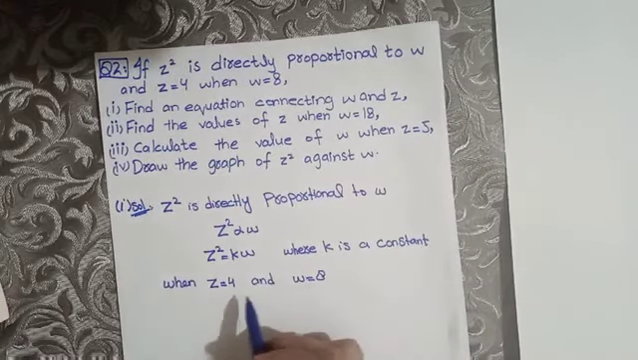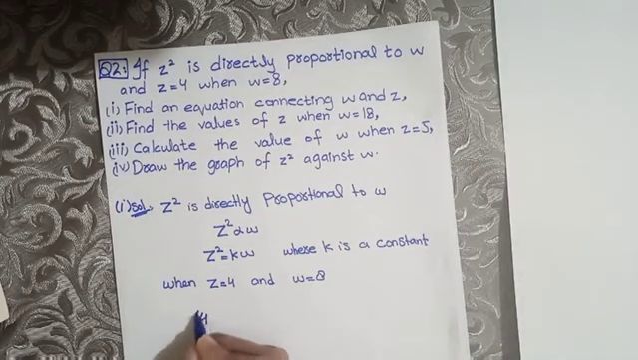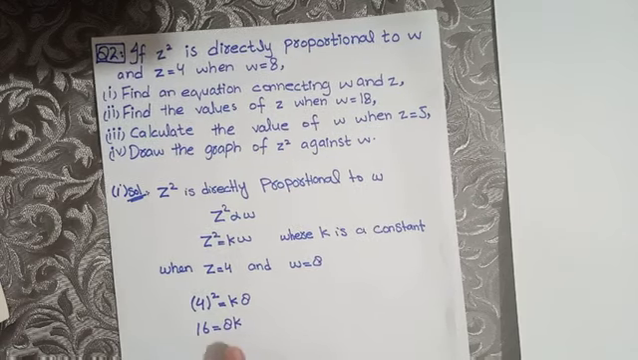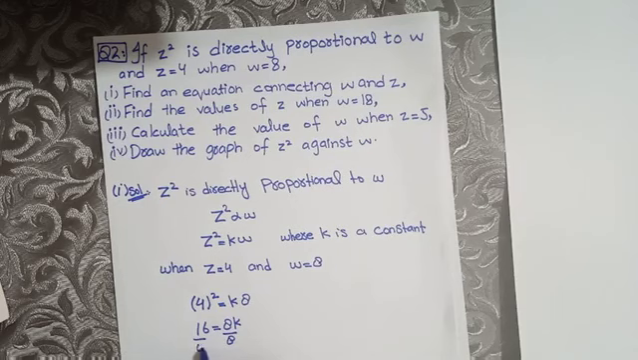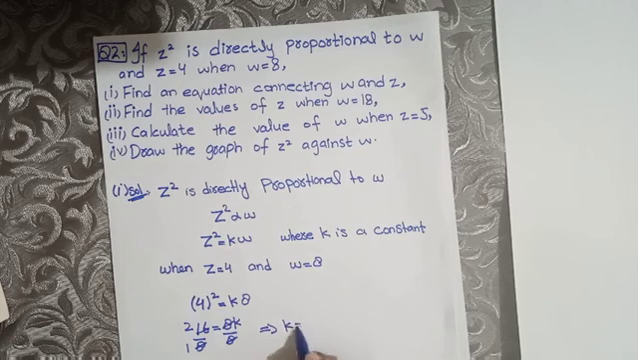Now putting the values of z and w in that equation, z is 4, so 4 whole square is equal to k, and w is equal to 8. 4 4s are 16, so 16 is equal to 8k. To find the value of k, we have to divide by 8 on both sides. 8 1s are 8, 8 2s are 16. So k is equal to 2.